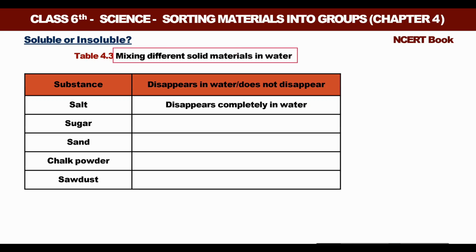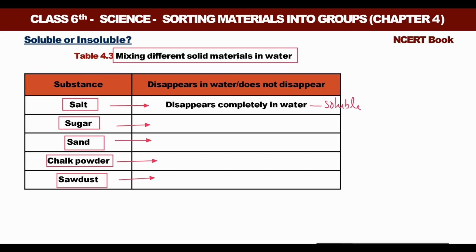We mix, and we have already discussed which substances we have to mix: salt, sugar, sand, chalk powder, sawdust. And we have to see whether they disappear or not. If it disappears, it is soluble. So what about the salt? What about the sugar? What about the sand? What about chalk powder? What about sawdust? So here salt disappears completely in water, it means it is soluble.